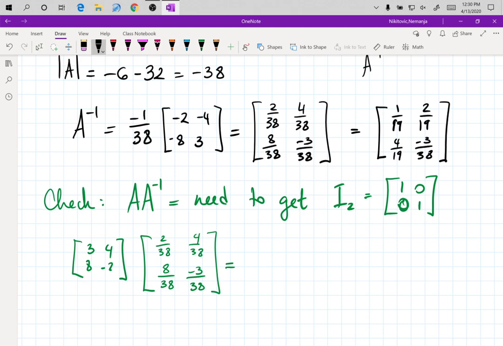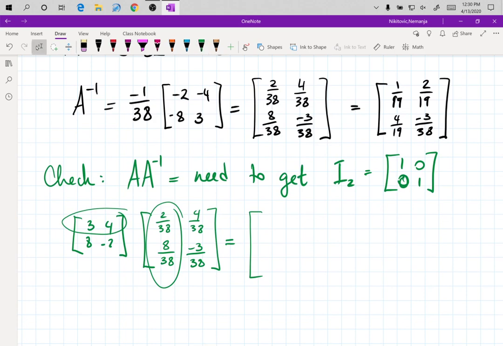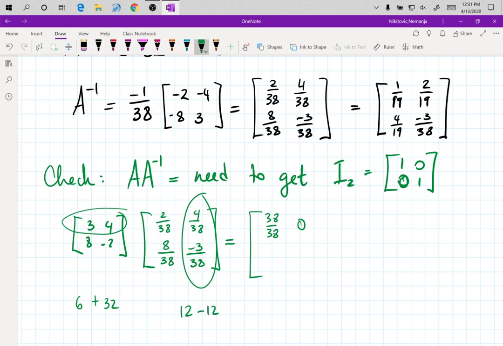So now what do I have here when I do the checking? I have the row onto a column. So that gives me 3 times 2 is 6, 4 times 8 is 32, which gives me 38 over 38, and that's 1. Then the next entry, 3 times 4 is 12, and 4 times negative 3 is negative 12. So that gives a 0 over 38 over here.